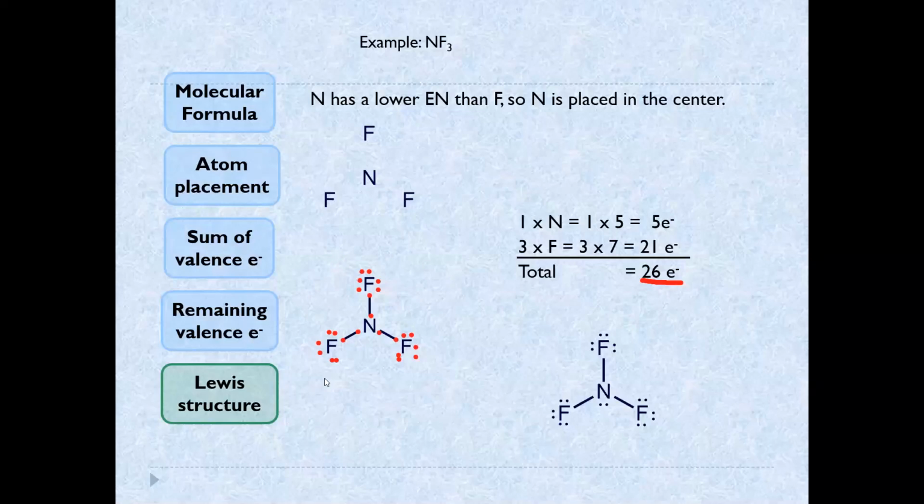If you count all the electrons you have so far for the terminal atoms, there are 24, but the total number of electrons is 26. So the rule says that if you have extra electrons that have not been used, we give them to our central atom. When we give these two to nitrogen, nitrogen is now happy. Let's count for nitrogen, 1, 2, 3, 4, 5, 6, 7, 8. That is how we now have a lone pair of electrons on it. So this is the Lewis structure for NF3.